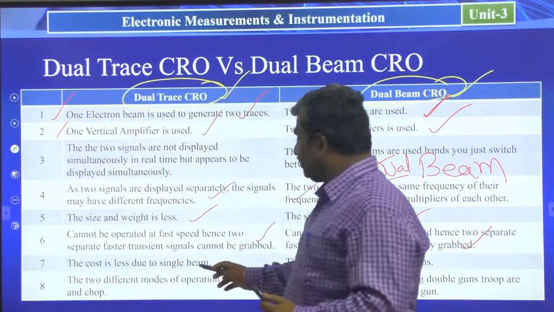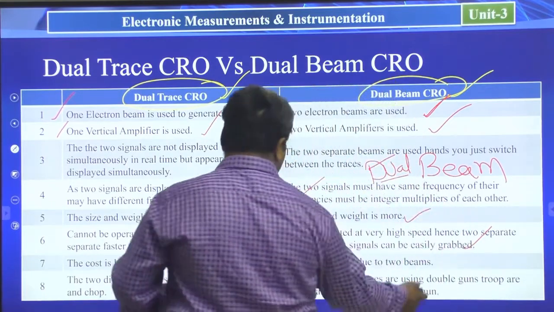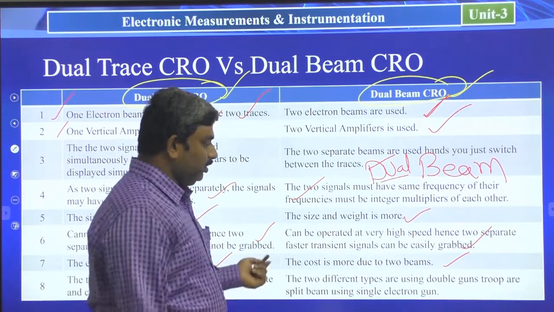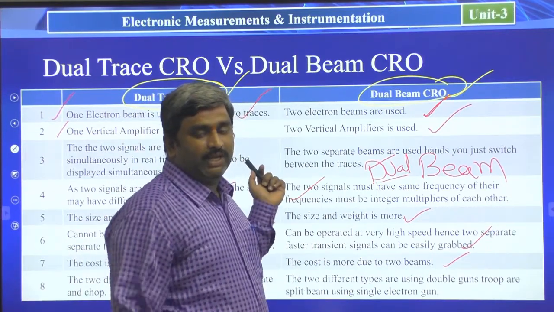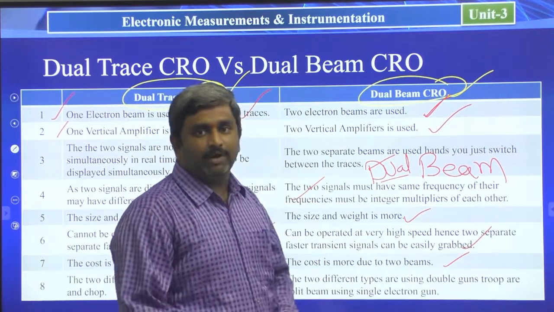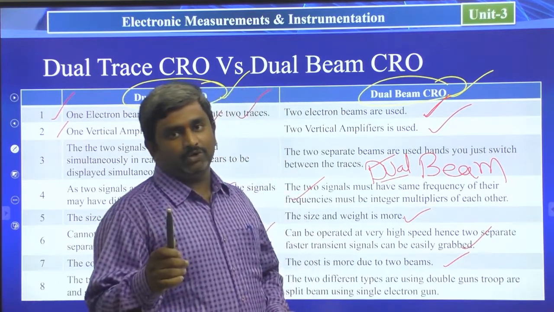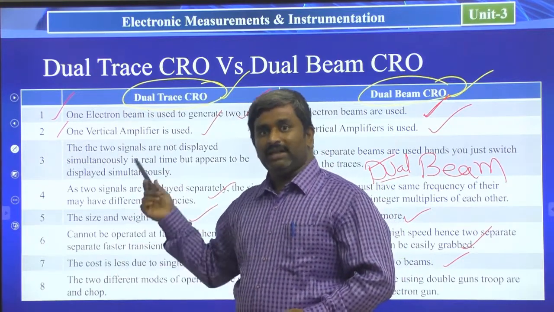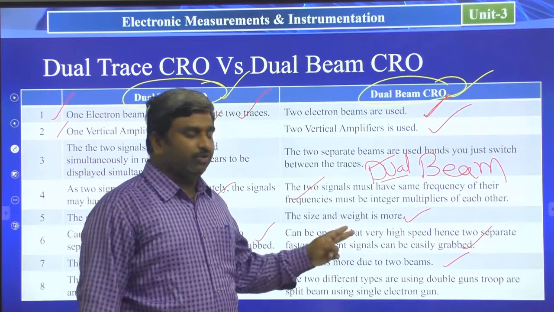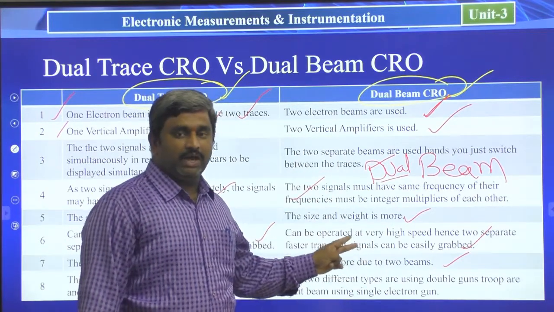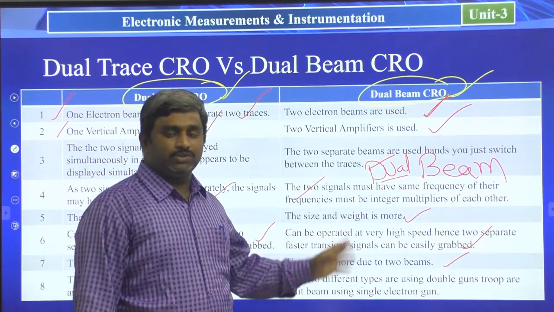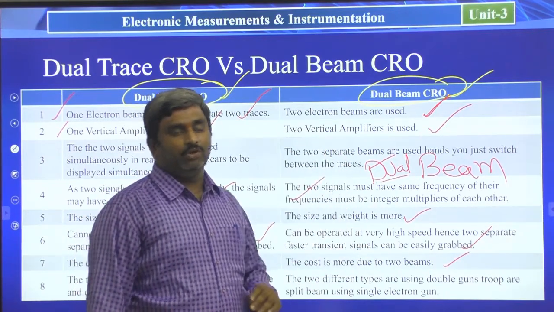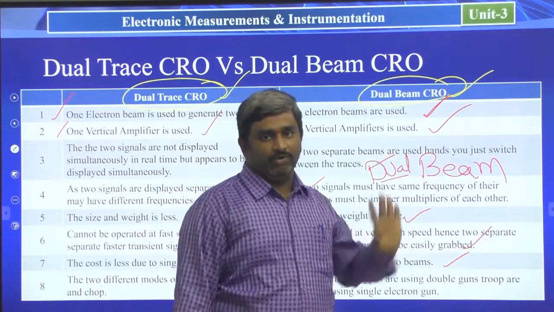Next, the cost is less due to the single electron beam. The cost is very high due to two beams in the dual beam CRO. It's a general structure: with a single electron gun, it will require less power. If you are using only one electron gun, it will consume very little power, with less cost and less size. When you are using two electron beams, the cost is very high, the weight is also very high, and power consumption is also very high. Power dissipation is also very high for dual beam CRO.